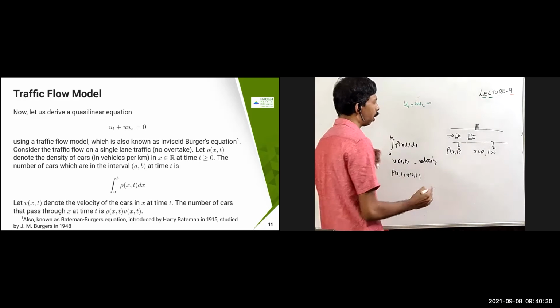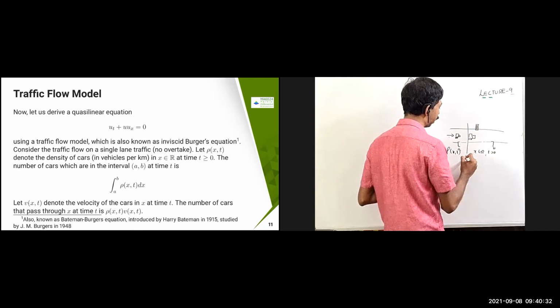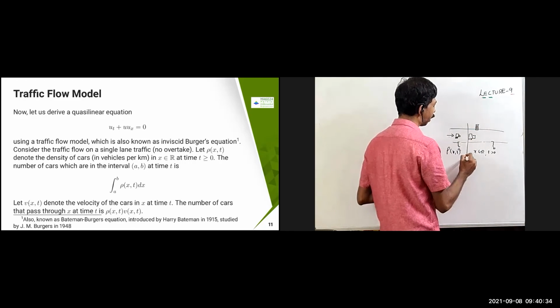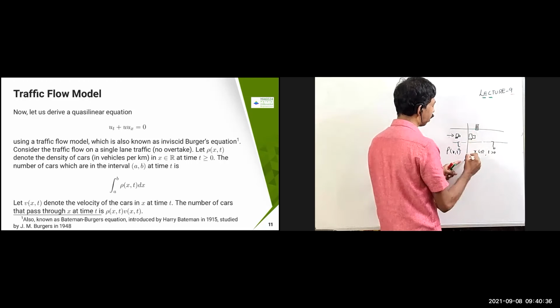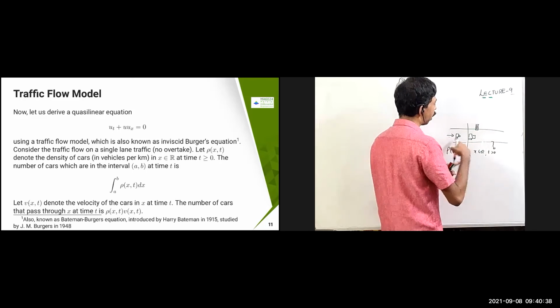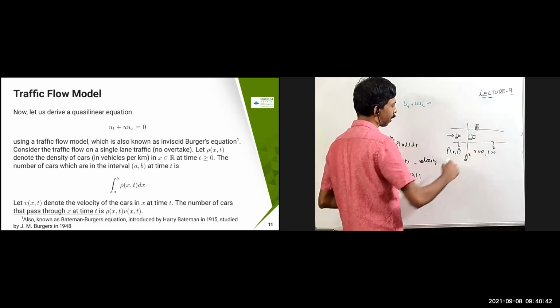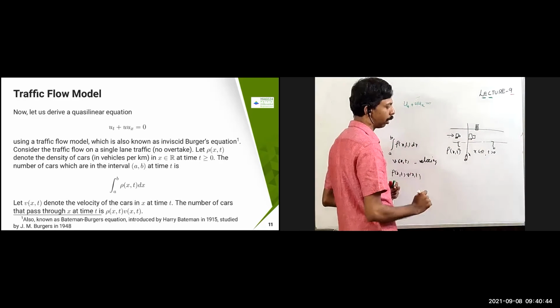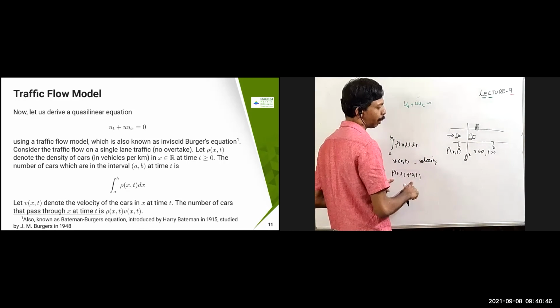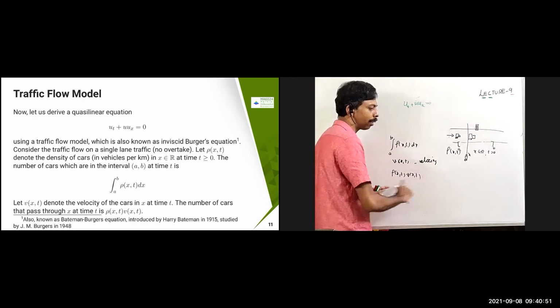If I multiply these two, I can calculate the number of cars passing through. Let us fix a camera here and observe how many cars are crossing this line. This is my x. How many cars are crossing this line at time t is nothing but rho of x comma t into v of x comma t. The number of cars that pass through x at time t is given by this.